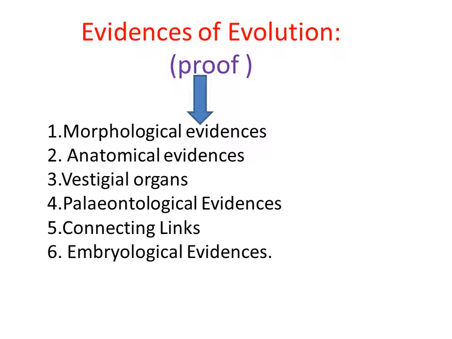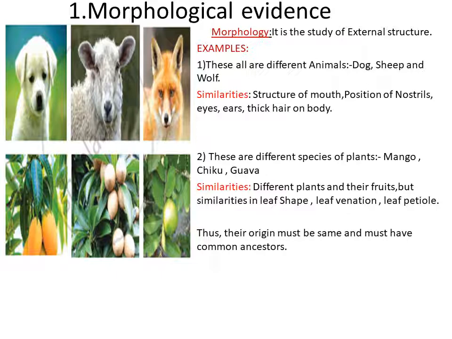So the evidences of evolution. What is evidence? It is the proof of evolution. There are 6 evidences on which we can explain the evolution process. First one is morphological evidences, second anatomical evidence, third vestigial organs, fourth paleontological evidences, fifth connecting links, and sixth embryological evidences. Now, let us learn more about morphological evidence.